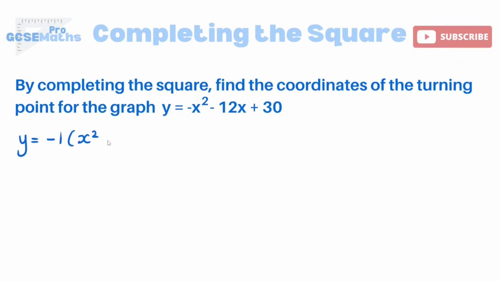That needs to be -12, so I need to put +12x here. And I'm going to leave the 30 on the outside, just as I do with my harder quadratics. So if I were to expand that, I'd get the same thing again, wouldn't I? Now I can complete the square in the brackets.